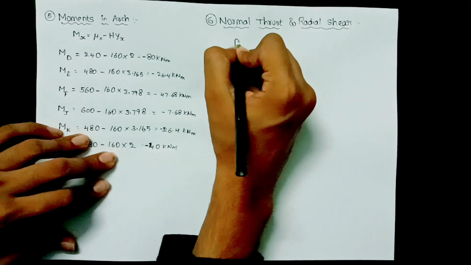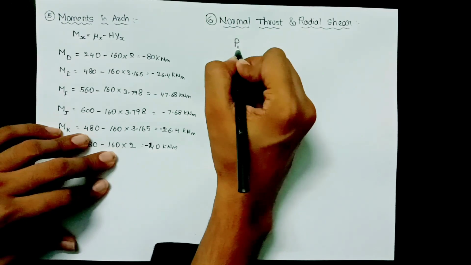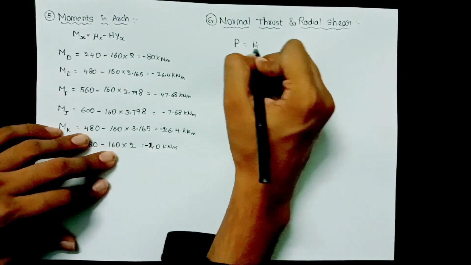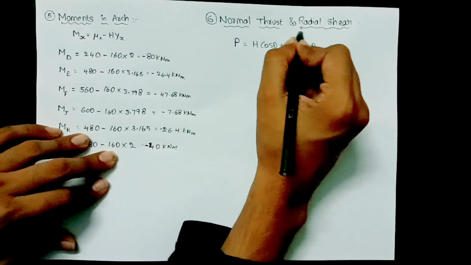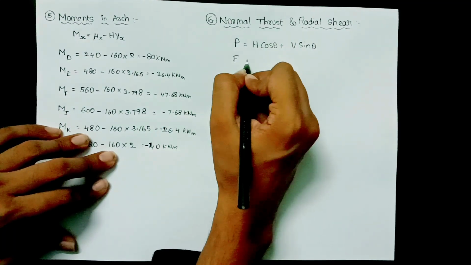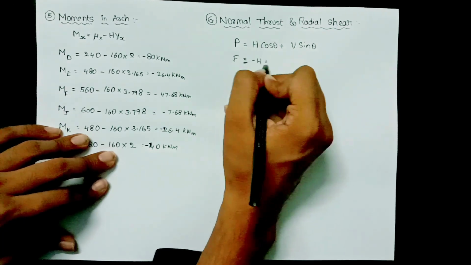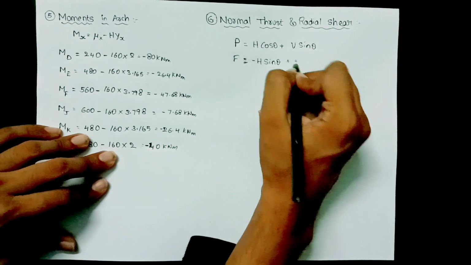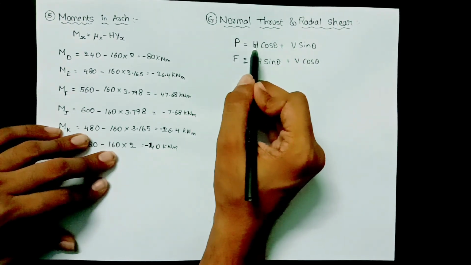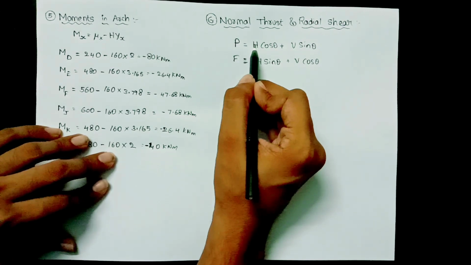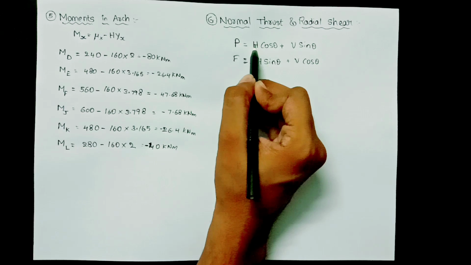To calculate the normal thrust, it is indicated by P equals H cos theta plus V sin theta. To calculate the radial shear at point F, it is indicated by letter F. It is minus H sin theta plus V cos theta. So we know the value of H. H is nothing but the horizontal thrust or horizontal reaction, which is 160 kilonewton, obtained in the third step.